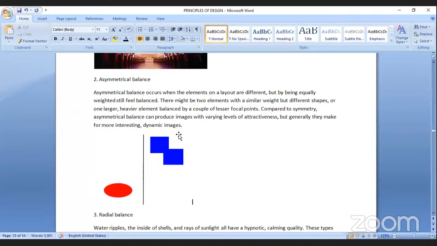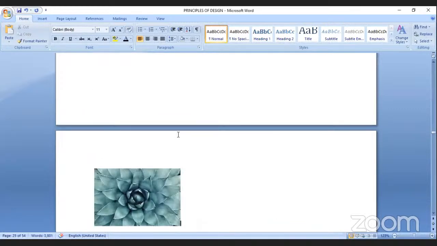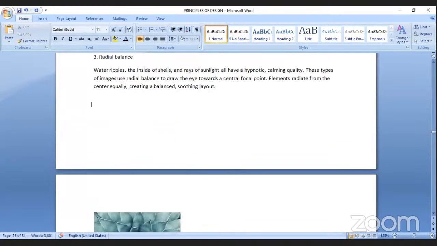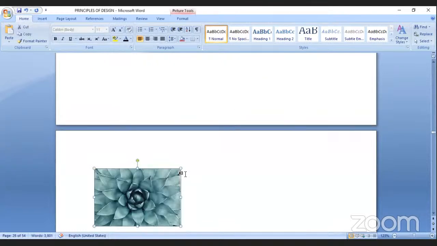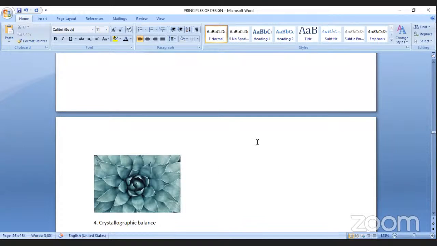Radial balance is seen in water ripples and the inside of shells. They all have a hypnotic, calming quality. These types of images use radial balance to draw the eye towards the central focal point. For example, this one: your eye immediately draws to the central focal point. It is radiating. A spiral is also a radial balance.